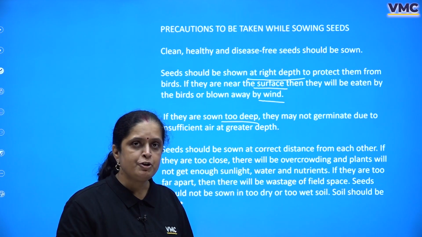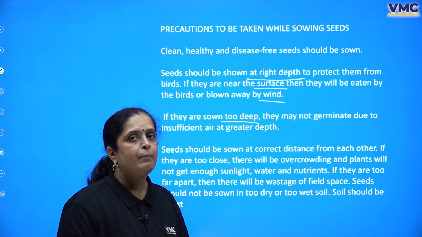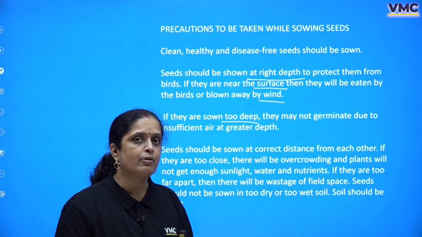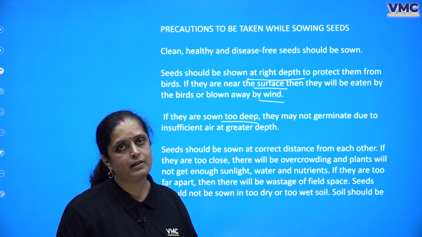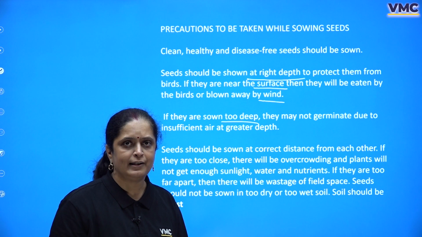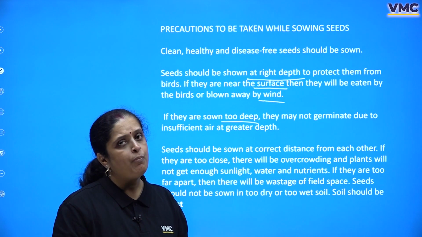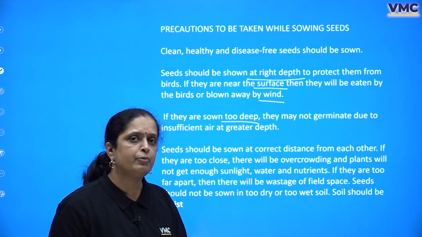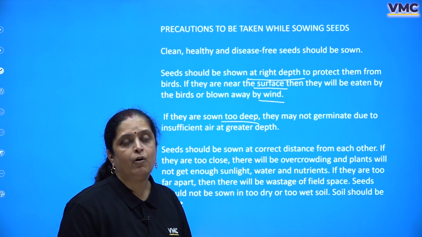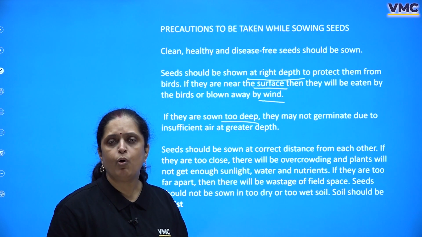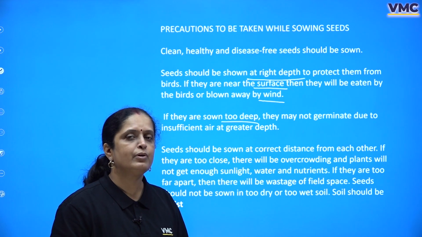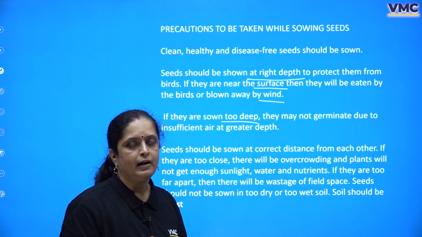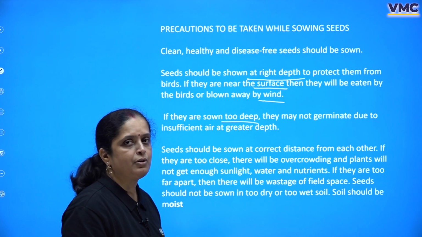Thirdly, we have to ensure that the distance between two seeds is appropriate. अगर एक seed और दूसरे seed के बीच में distance बहुत ज़्यादा है, then it is wastage of land space, right? अगर वो बहुत crowded है, if the seeds are very close together, then they will fight for nutrition. They will fight for all kinds of nutrients like sunlight, water, and thus that will not be a healthy growth. So we have to ensure that the depth is right and the space between the seeds is also correct.